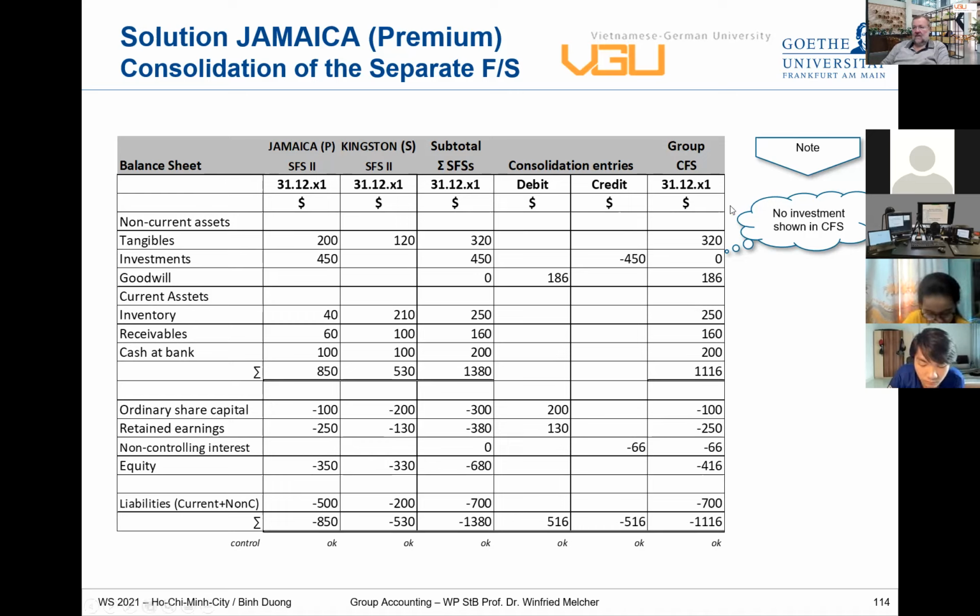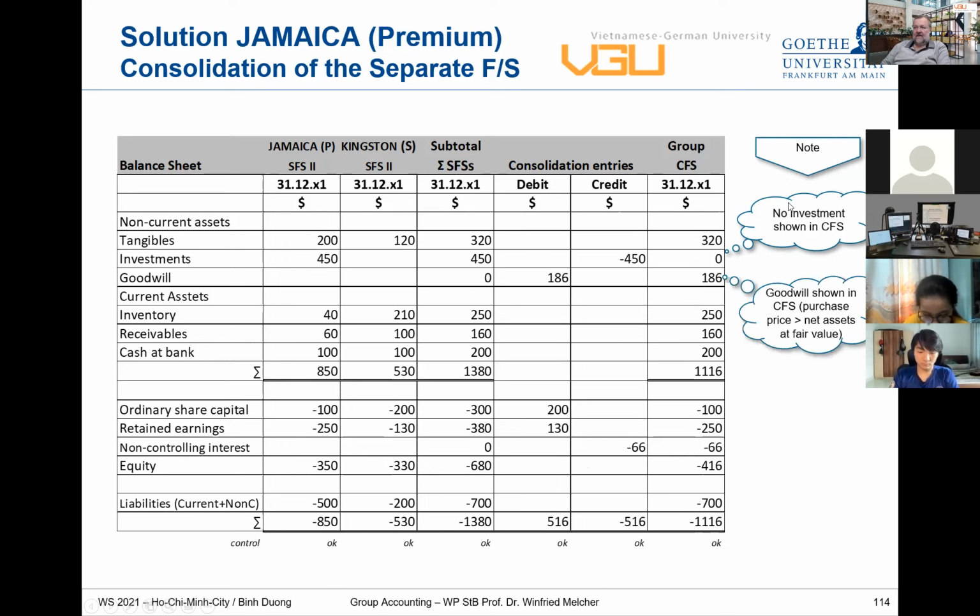Yeah, and when you make the math here, you add up all the assets, including goodwill. Goodwill is an intangible asset, which is shown in the group. The sum of the assets will be 1,116. And when you do the math for the liability and equity side, you come up with 1,116.